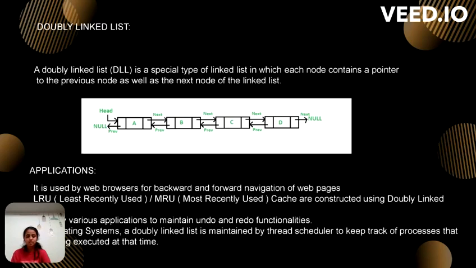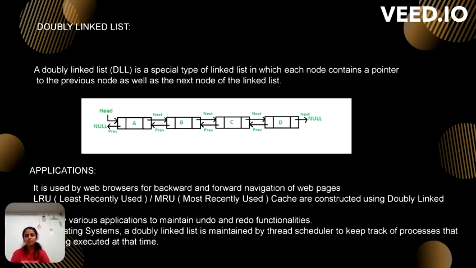Next indicates each link of the linked list contains a link to the next link called next. Previous: each link of the linked list contains a link to the previous link called PREV, that is previous. Linked list indicates a linked list contains the connection to the first link called first and the last link called last. Here are a few applications of doubly linked list.